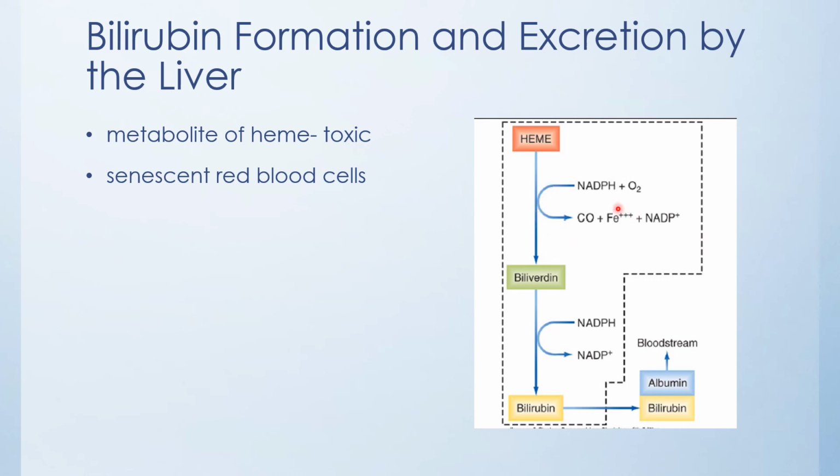liberate iron from the heme, converting it to the green pigment called your biliverdin. And again, this biliverdin will be further reduced to produce your yellow pigment, or your yellow bilirubin. Most of this bilirubin will be bound to albumin and carried to the bloodstream.